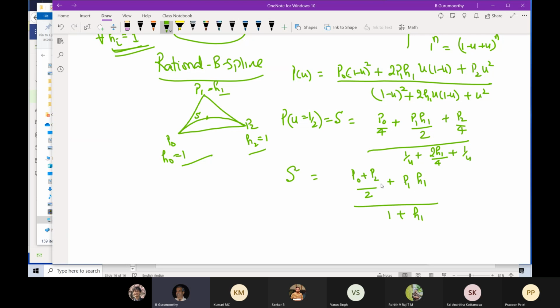Now (P0 plus P2) by 2, I can define it here as the midpoint of this polygon leg, and I call it M. And therefore this becomes M by (1 plus h1) plus h1 by (1 plus h1) times P1.